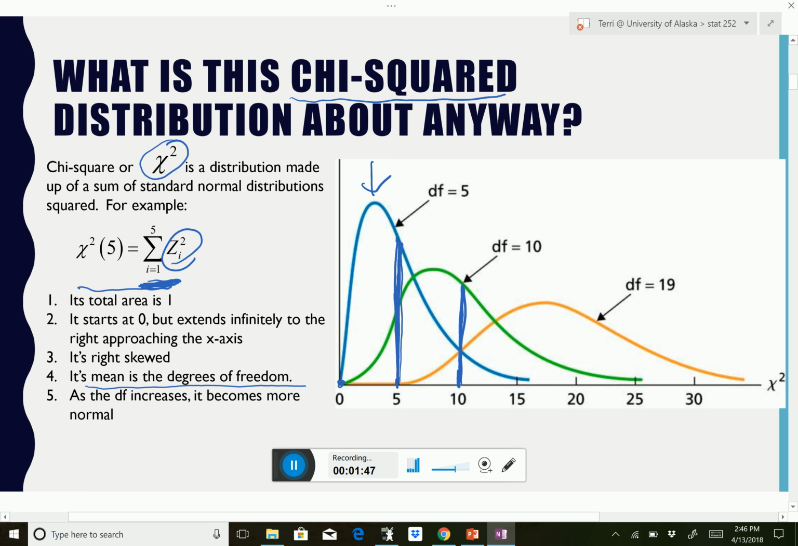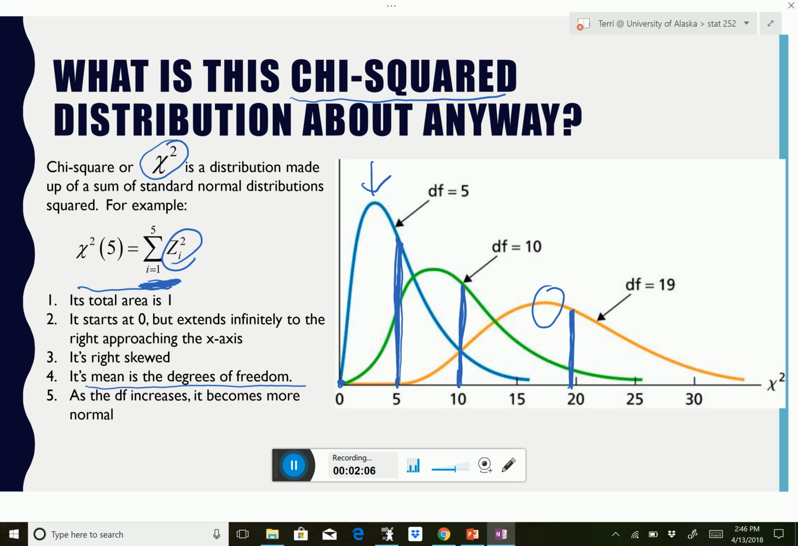And you can see what happens as you have larger degrees of freedom. So this is chi-squared 19. You can see how this gets closer and closer to normal, where the mean is the same as the median and the mode. So this is what it kind of looks like.